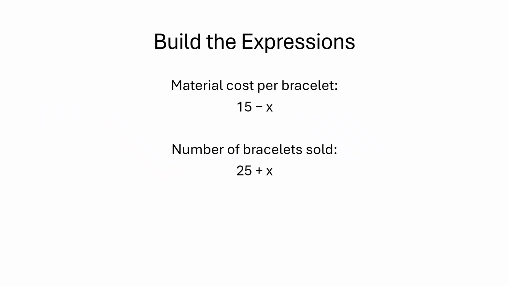Now let's build the expressions. The material cost per bracelet is $15. So if it decreases by X, it becomes 15 minus X. The number of bracelets sold is 25. So if sales increase by X, it becomes 25 plus X. Notice we still haven't solved anything. We're just translating the words into expressions.